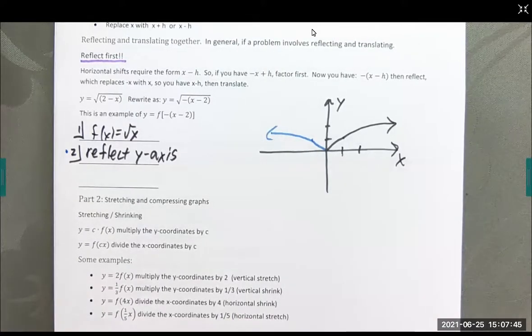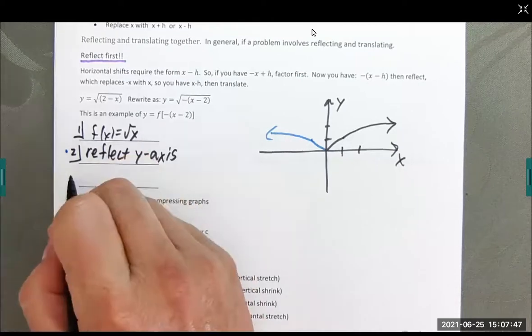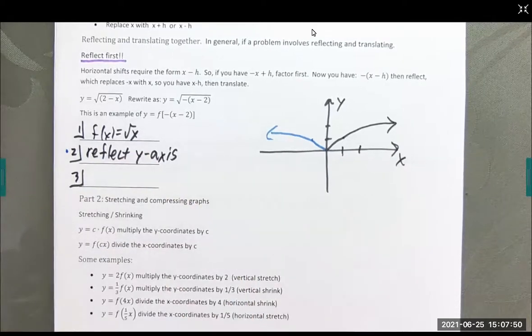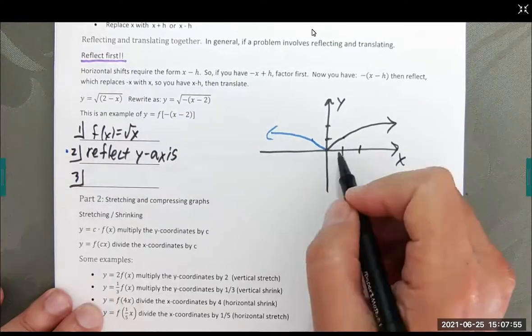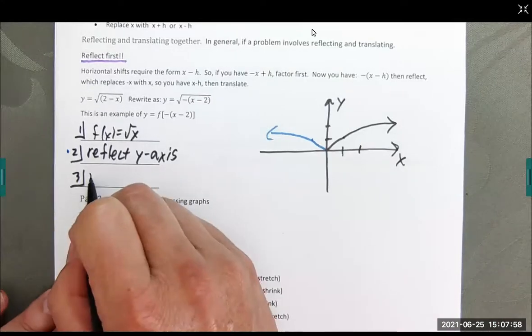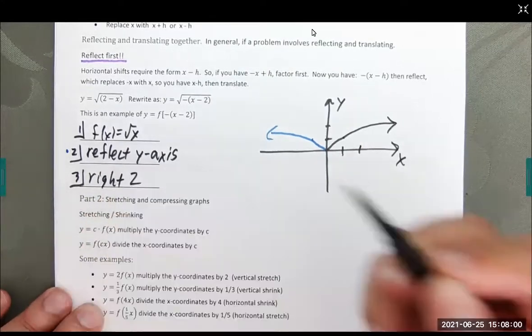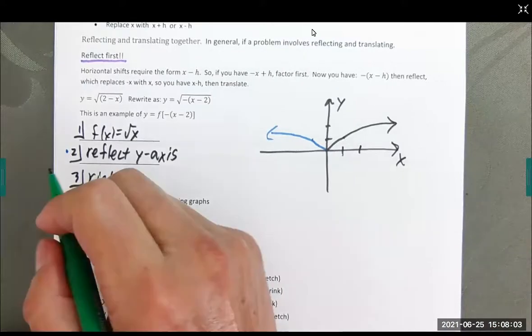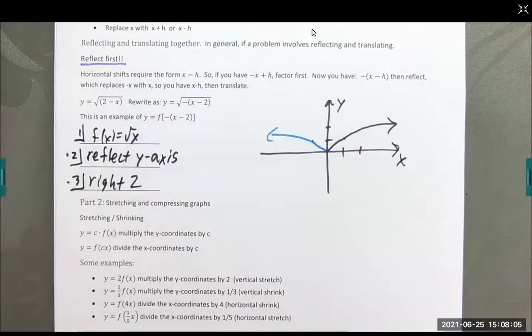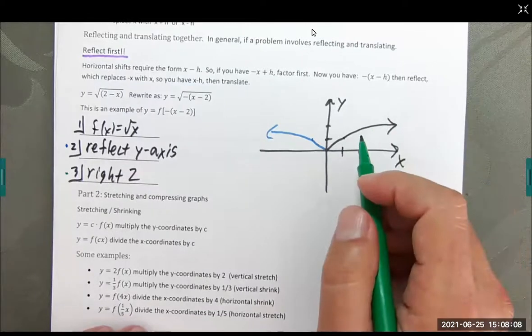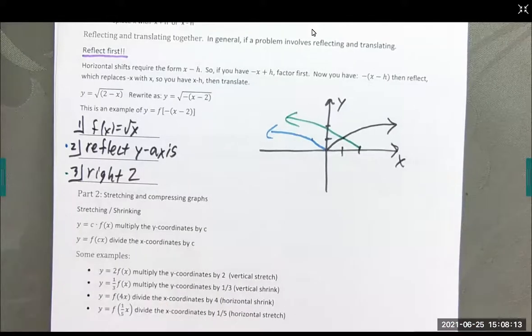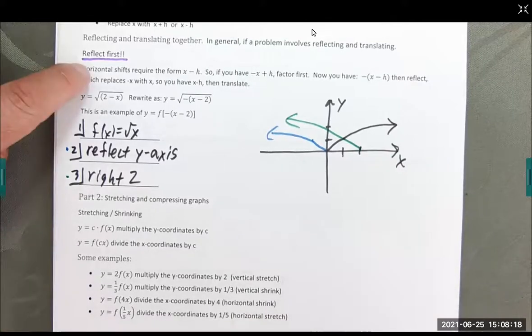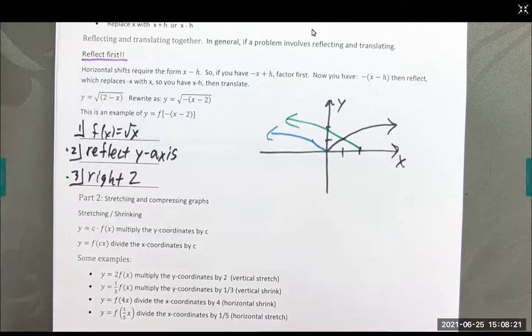And then the third one, we're going to the right 2. So because it's -2, we're going to move to the right 2. And so it's going to be here. So go to the right by 2. And we'll make this our final graph. So now we're here, and it's going to look like that. I know it seems weird, but we have to reflect first. That's the main take from this, and then do the translations.